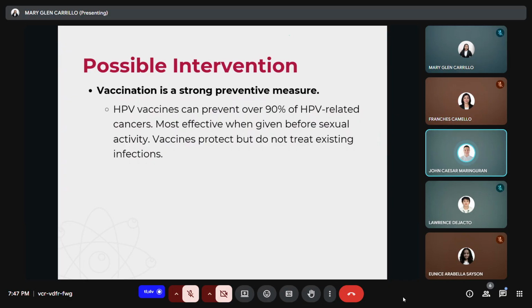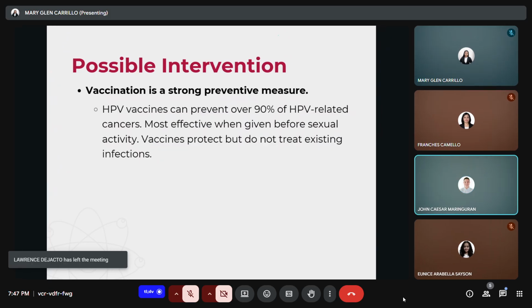So how do we prevent virus-related cancers? One of the strongest methods is vaccination. For example, the HPV vaccine can prevent more than 90% of HPV-related cancers, but here is the important part. Vaccines only prevent infection. They cannot treat an infection that already exists. That's why the vaccine is recommended before a person becomes sexually active, since HPV can be acquired through sexual intercourse. Meaning, prevention is key.